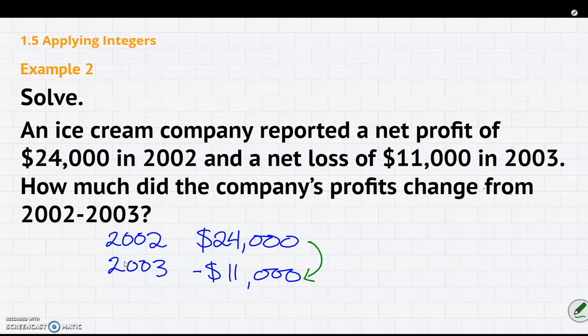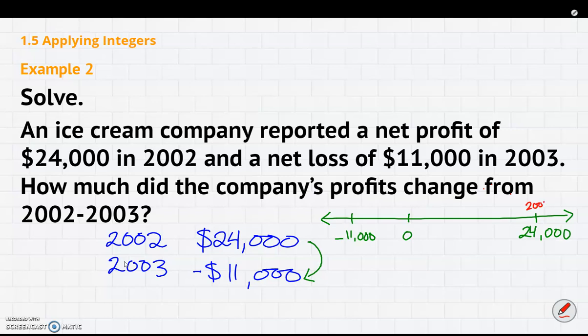Again, I might think about using a number line, and I'm just going to do a really makeshift number line here. Here's negative 11,000. Here's maybe 0, and way up here is 24,000. Okay, this is 2002, and this was in 2003. So we want to know what is the difference between these two numbers, okay? How much space lies between them?